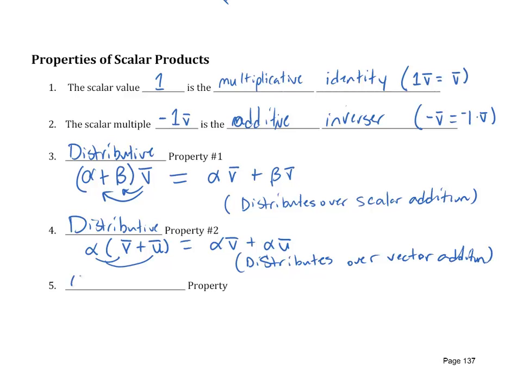And last of all, there is also an associative property for scalar multiplication. To take a scalar times a vector and then scale it again, you can actually just take the product of the two scalars and then scale the vector by that much, and you'll get the same answer. So these are true for any scalar multiples. All of these properties hold.